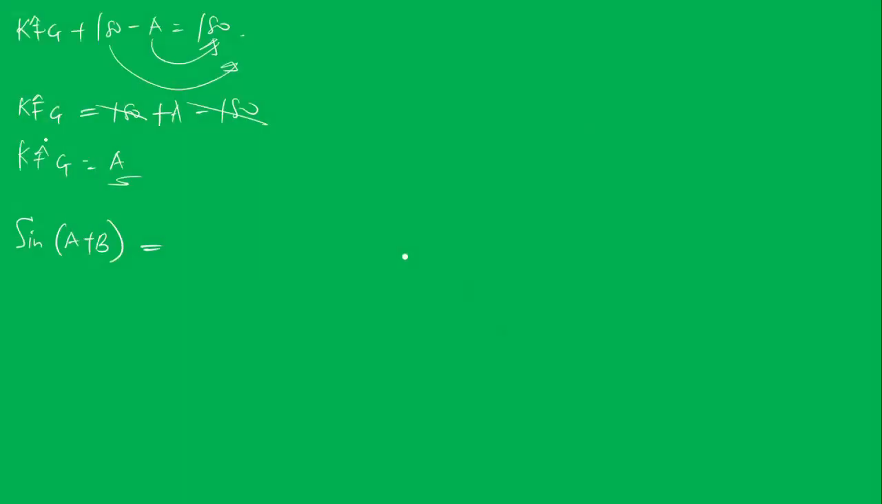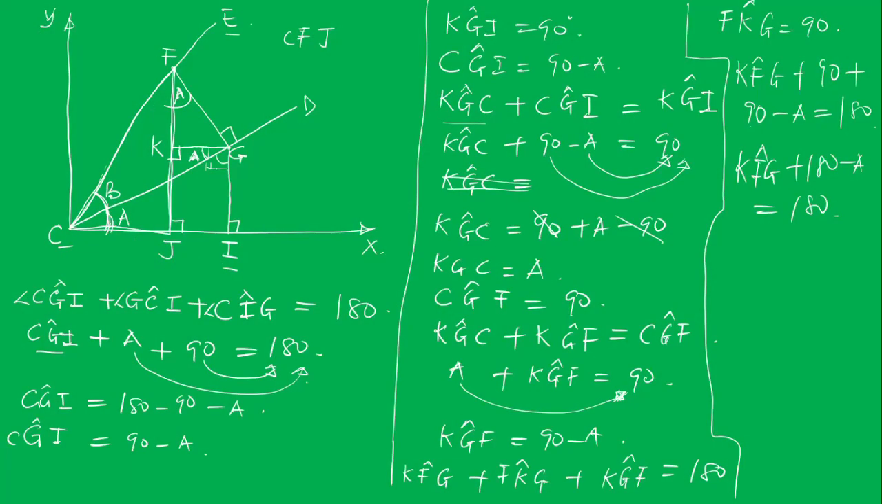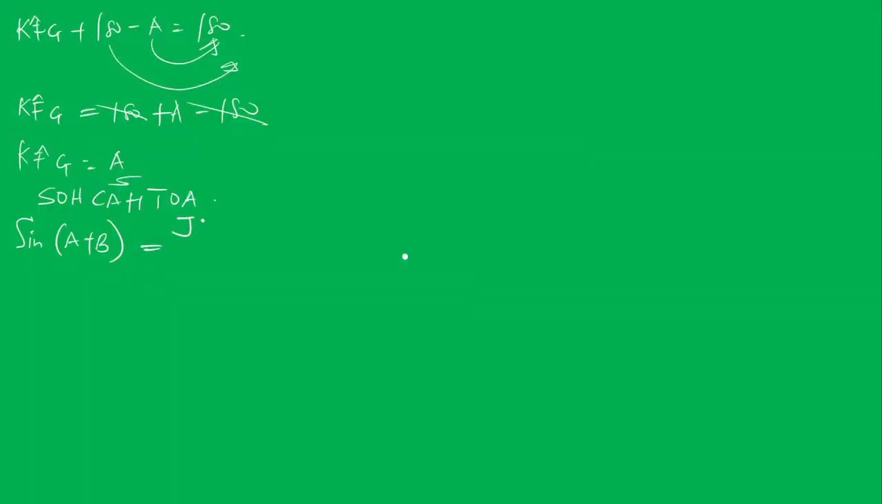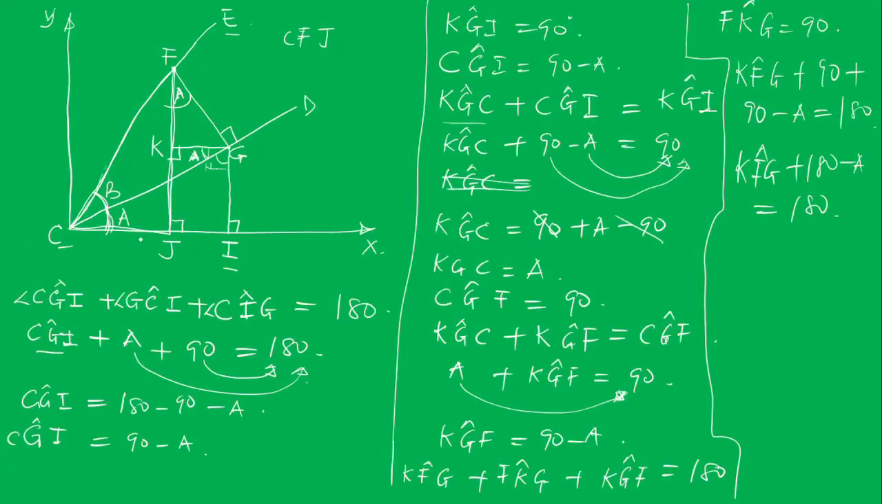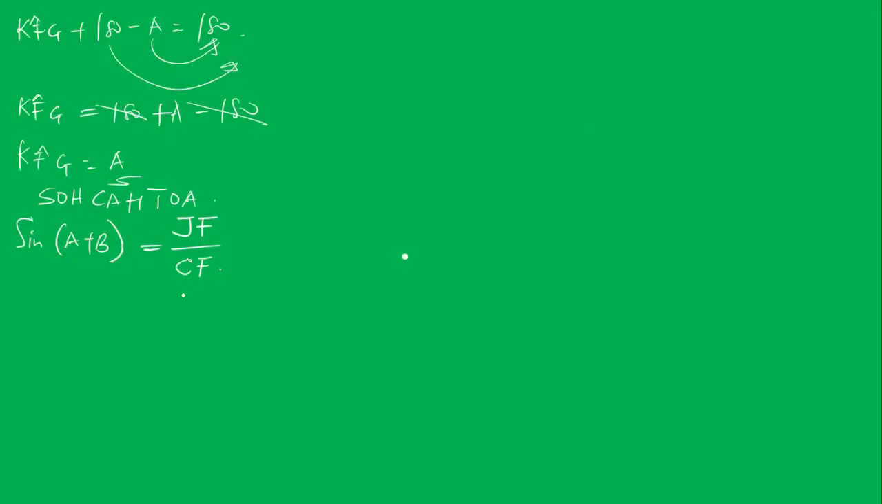So now let's go back to there. So now we are going to employ this acronym, SOHCAHTOA. The SOHCAHTOA acronym means that sine is equal to opposite all over hypotenuse. So now the opposite of the angle, the opposite of this angle A plus B, is JF. The opposite is what? JF. So we have JF, which is the opposite, all over the hypotenuse. The hypotenuse of that angle is CF. So CF.